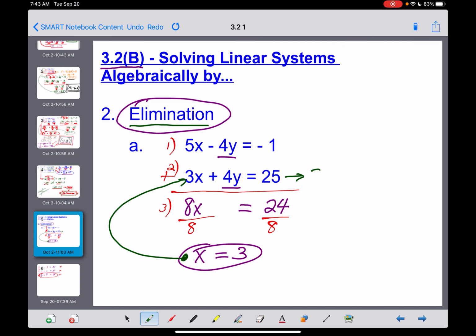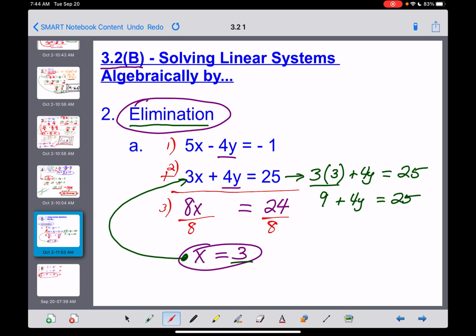I'm going to rewrite equation 2 with a 3, but instead of an x, we're going to put in this new value we just came up with for x, which is 3. So it's 3 times 3 plus 4y is equal to 25. And again now, this is a one variable equation. It shouldn't be hard to solve. The 3 times 3 is going to be 9 plus 4y equals 25.